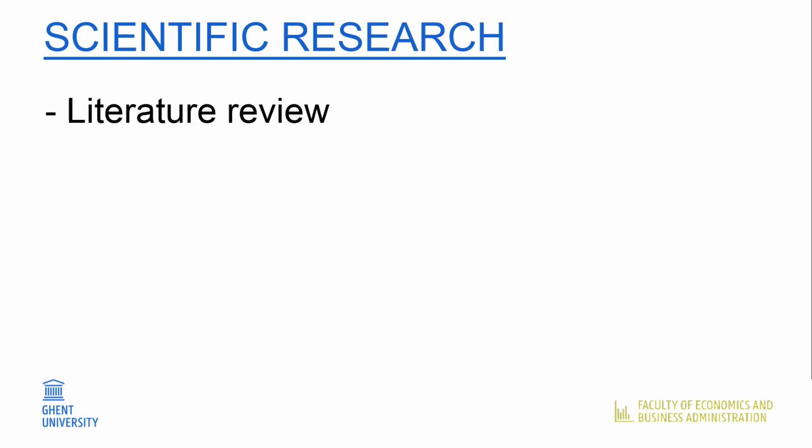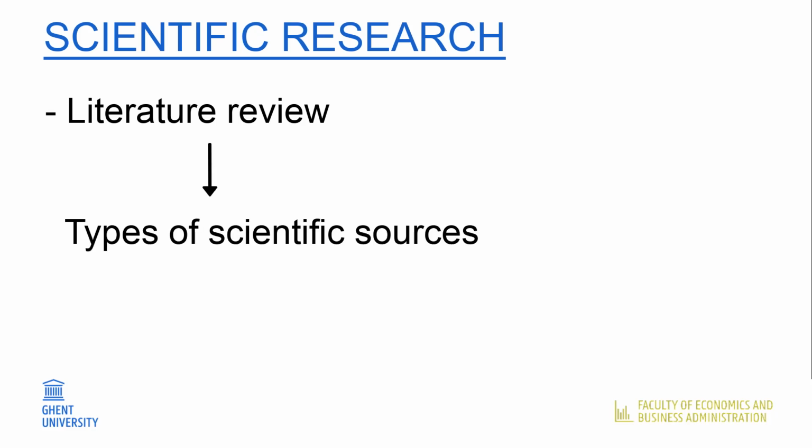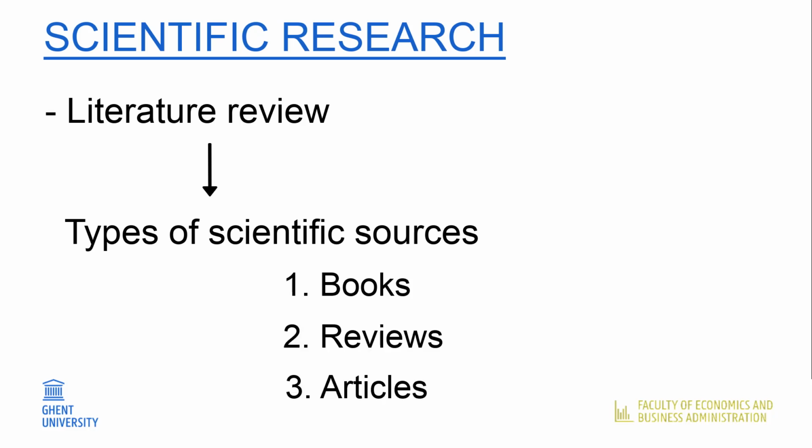In scientific research, it is always necessary to perform a literature review of existing scientific literature pertaining to your chosen subject. The literature can be found in distinct types of scientific sources, such as scientific books, reviews, and articles. You will need these different types of sources at different times over the course of your research project.